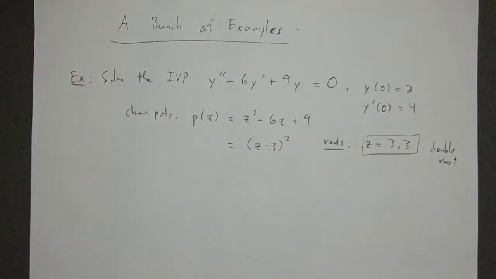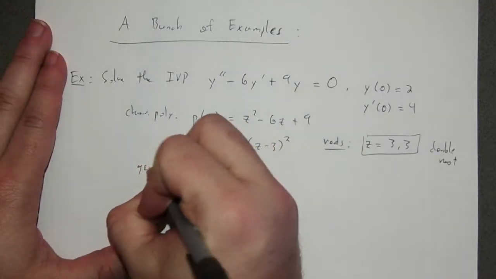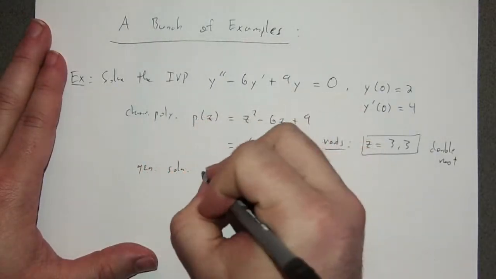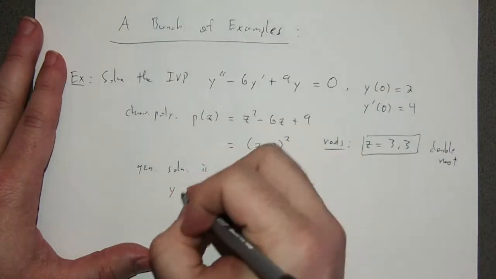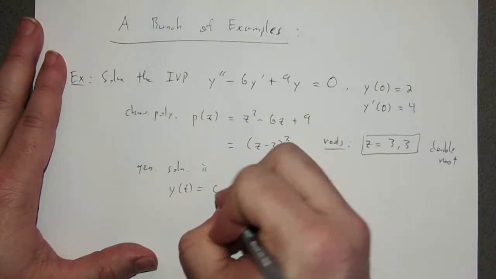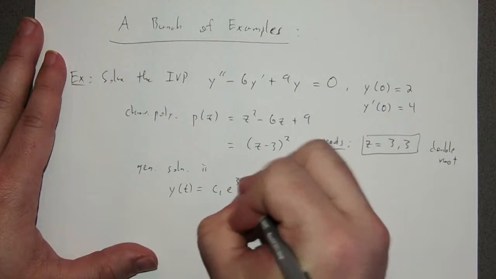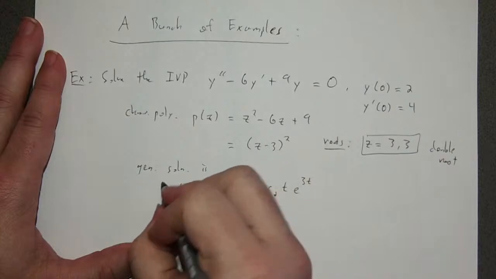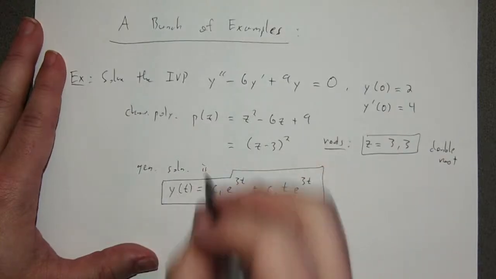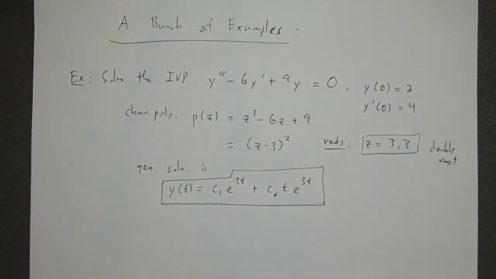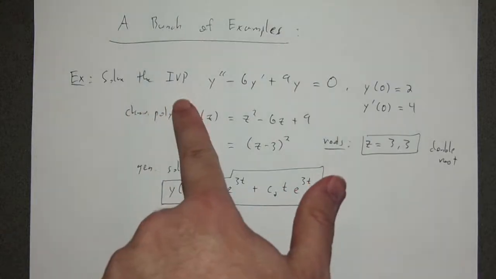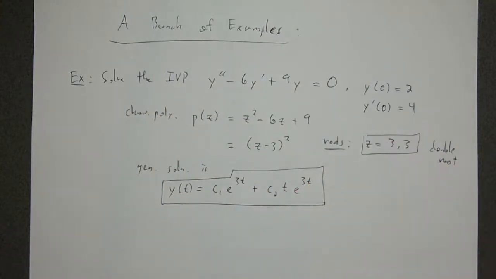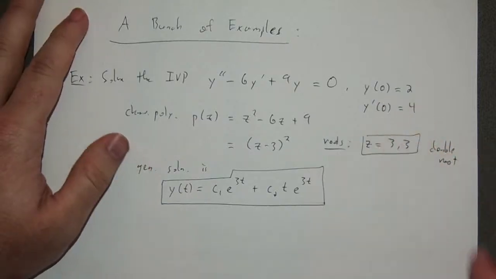All right. So then this tells me immediately what the general solution is. The general solution is y of t is c1 e to the 3t plus c2 t e to the 3t. So there's the general solution, but I was told to solve the IVP, right? So I need to impose these initial conditions to find the unique solution that I should be guaranteed to this equation.